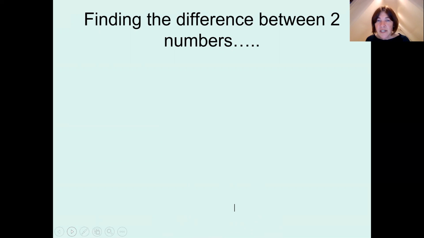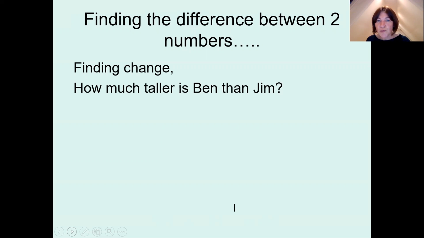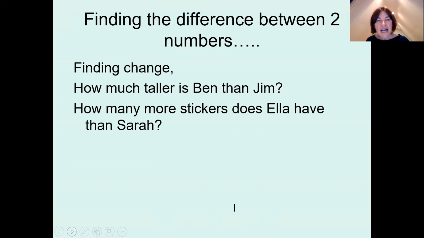So finding the difference between 2 numbers can be tricky, because difference in normal language outside of maths means something completely different. So it is about getting used to the language. So finding the difference is common when we're finding change, because in the old days when we actually used money, shopkeepers would count the money into your hand, counting on. How much taller is Ben than Jim, how much more money has Ben than Jim, how many more stickers does Ella have than Sarah? So all of these questions are thinking about the difference between what one person has and what the other one has in terms of quantity.